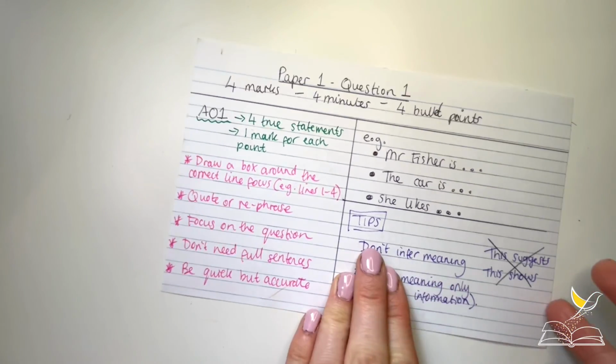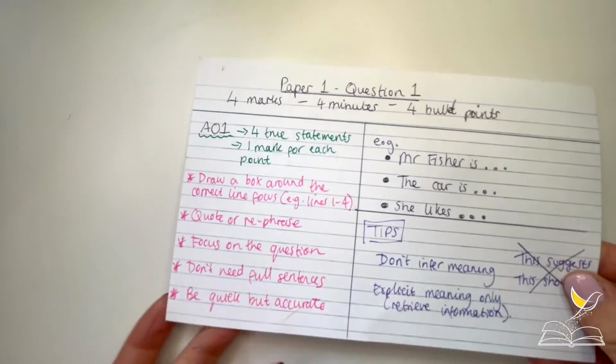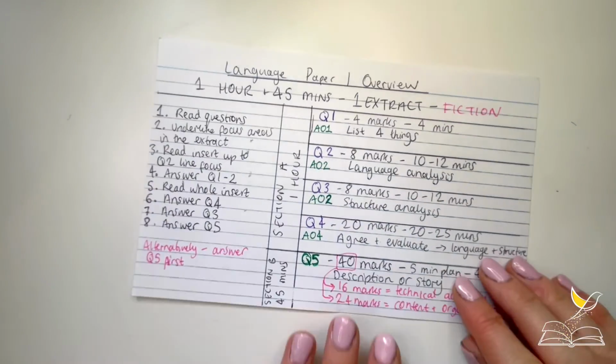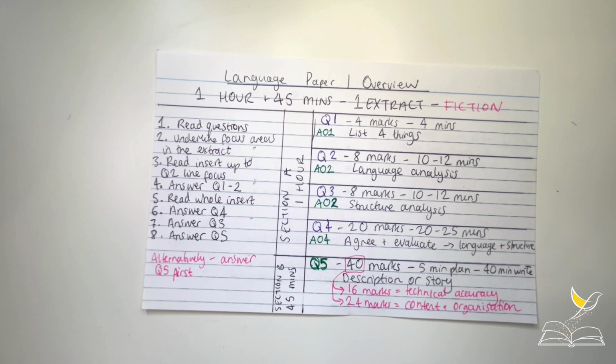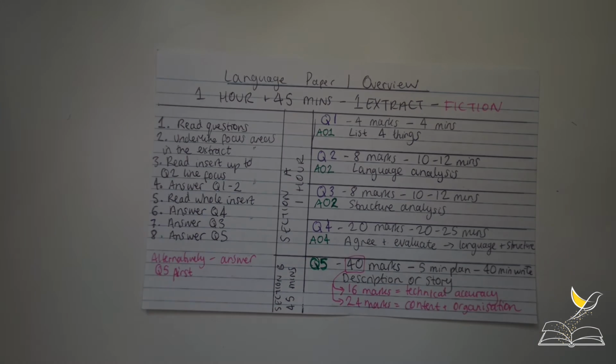So there we have our first complete revision card, front and back, the overview of the entire Language Paper 1, and then the question 1 in detail.